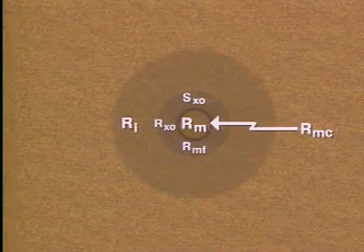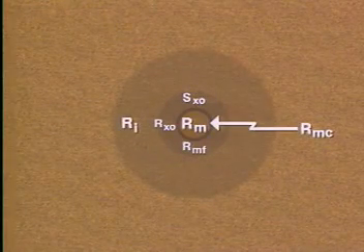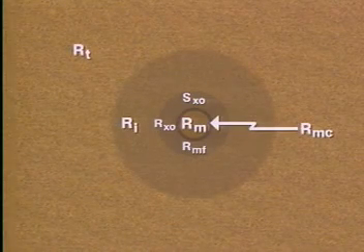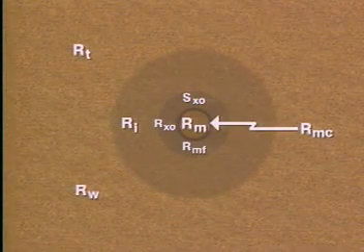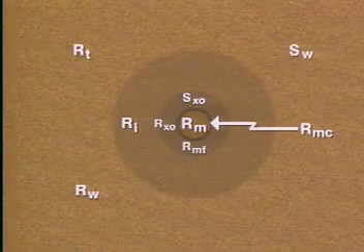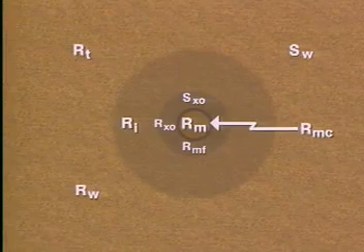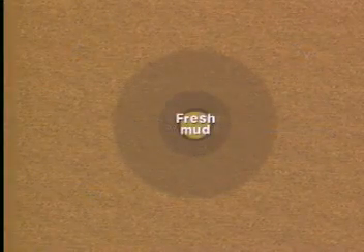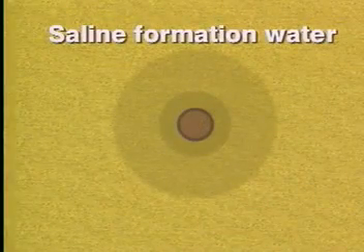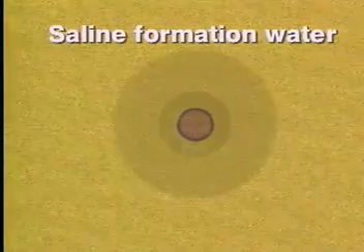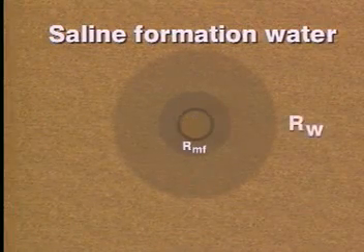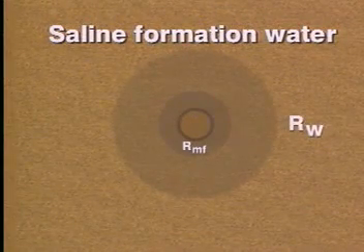The resistivity of the transition zone is referred to as R sub i. In the uninvaded zone, the true formation resistivity is referred to as R sub t. The resistivity of the water is referred to as R sub w, and the saturation of the uninvaded zone is referred to as S sub w. A common case is where a borehole with freshwater mud penetrates a water-bearing permeable formation containing saline formation water. Thus, the resistivity of the mud filtrate, R sub mf, is greater than the formation water resistivity, R sub w.